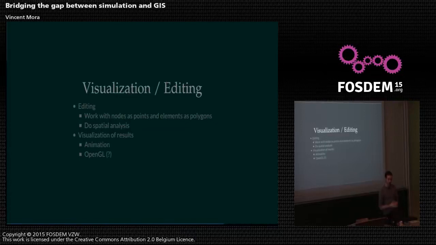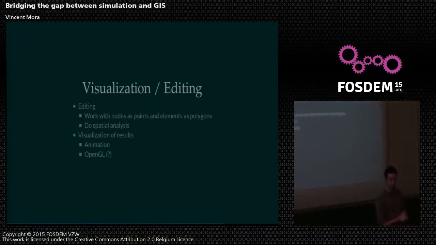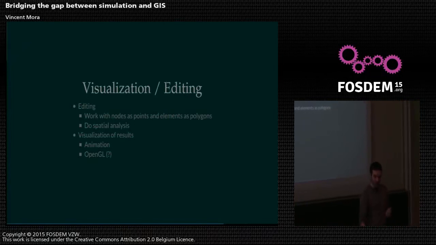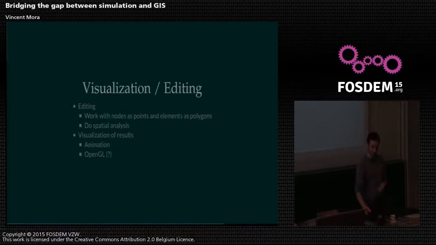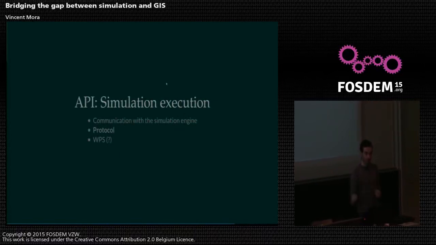And for the visualization part, probably we will start with something standard, but we would need something like animations or graphic effects. So maybe we'd have to introduce some kind of OpenGL in the stack. And about the simulation execution, I think in the first step it would be just an executable that will be launched, but it would have to be thought as a protocol where the simulation engine can be somewhere on the internet or on another machine. So why not use something like WPS for that?